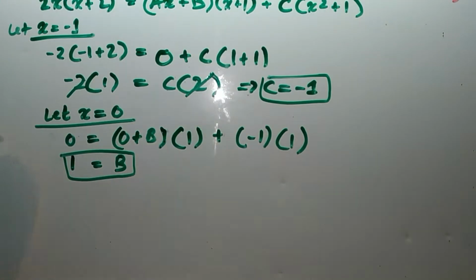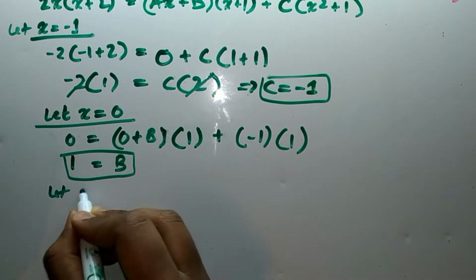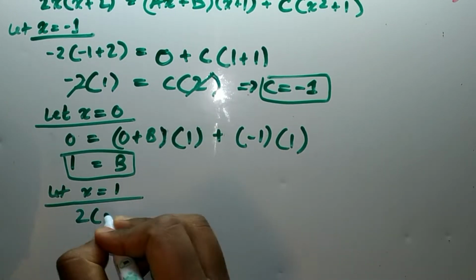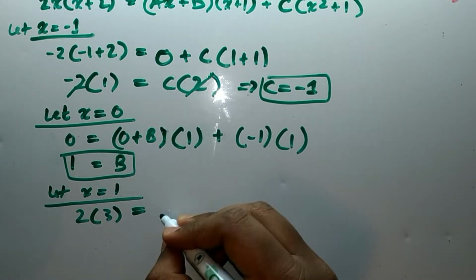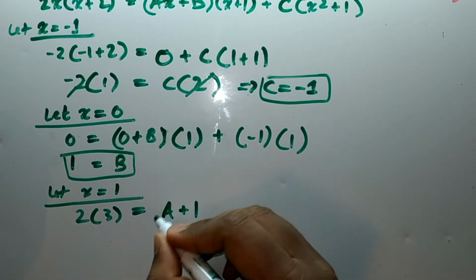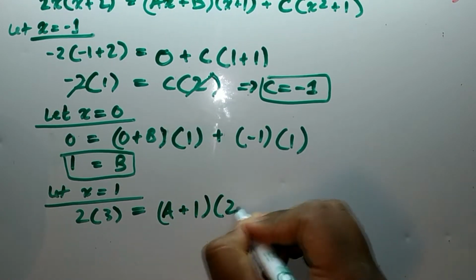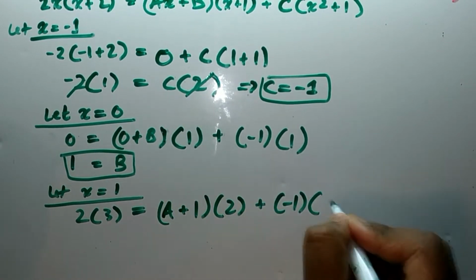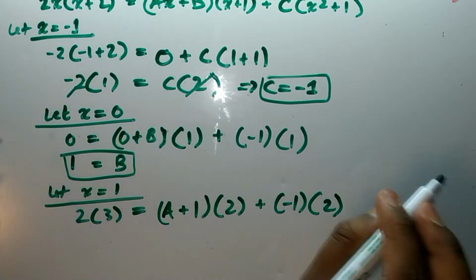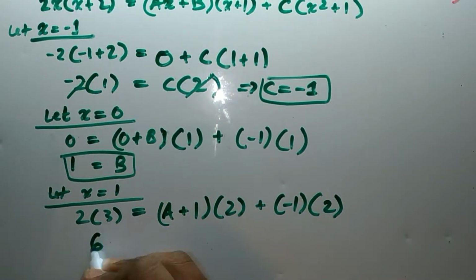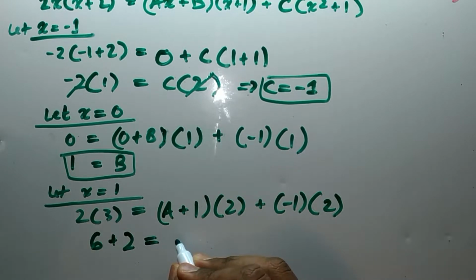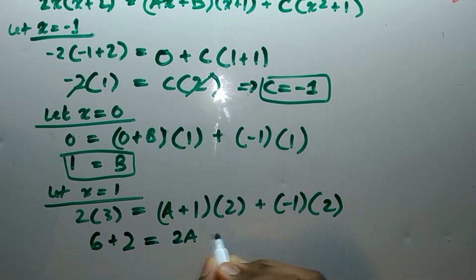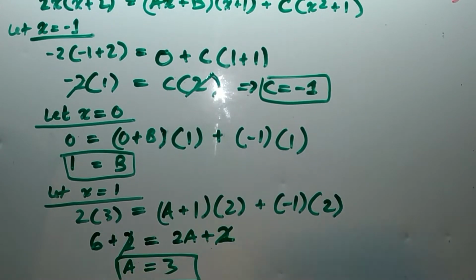So we have our c and our b, and finally we just need a. So we can just let x equal any arbitrary value because we already have our b and c. So let's just let x equal to 1, and we can solve that out. So we're just going to get a plus 1 times 2, plus minus 1 times 2. And then we just isolate for a. It's going to be 6 plus 2, 2a plus 2. And a is just going to equal 3.